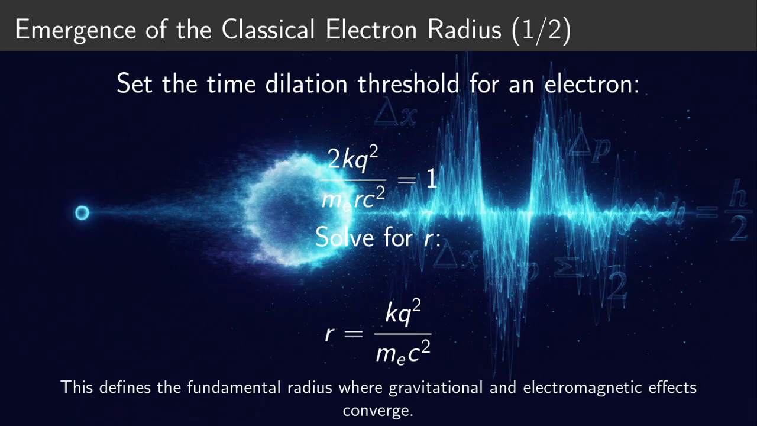Electron radius. We now examine the emergence of the classical electron radius. By setting the time dilation factor to its critical limit, we define a natural boundary. Solving for the radius gives a fundamental scale, where electromagnetic and gravitational effects converge.